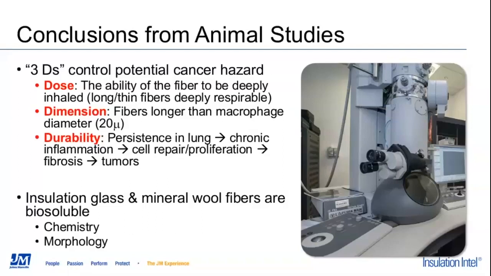It can cause chronic inflammation. Inflammation then causes cell repair or proliferation, which can lead to fibrosis and also to tumors. And in addition to the 3 Ds, we also learned why insulation, glass, and mineral fibers are biosoluble. As Kim mentioned early on, it has to do both with their chemistry as well as their morphology, their shape.